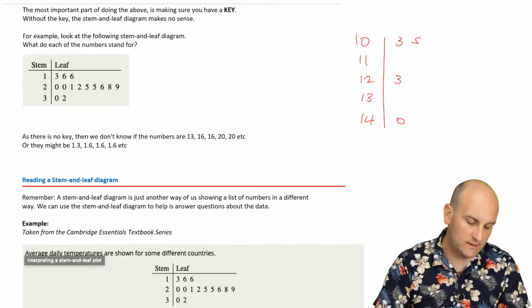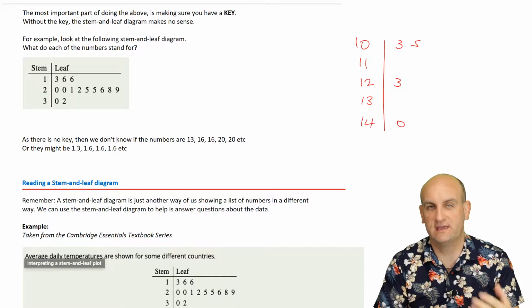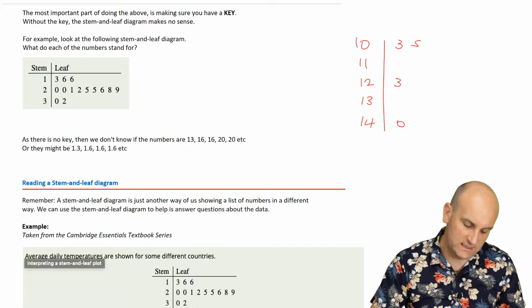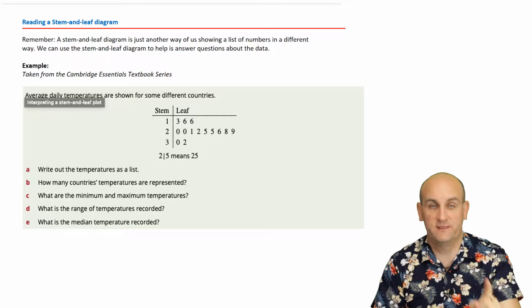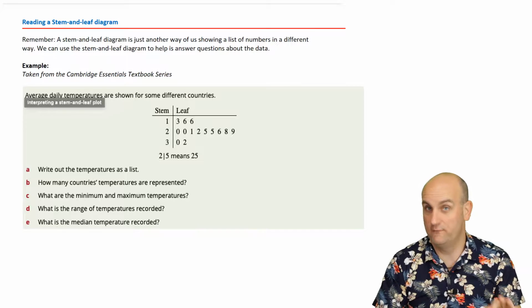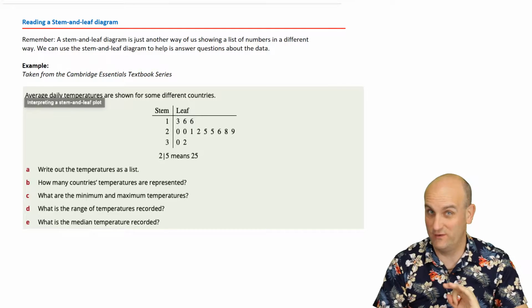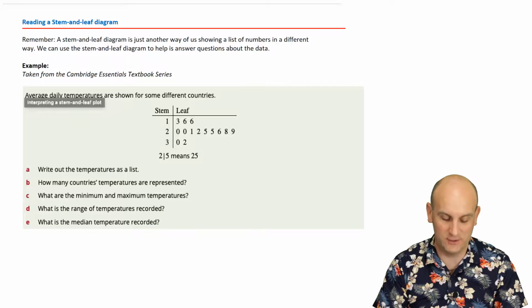Now, obviously, as I say here, the most important thing is to make sure you have a key. Don't forget the key. Every single mark scheme in maths gives 1 mark for the key of your stem and leaf diagram, or in fact, may take all of your marks away if you don't put a key in. Ooh, that would not be good.